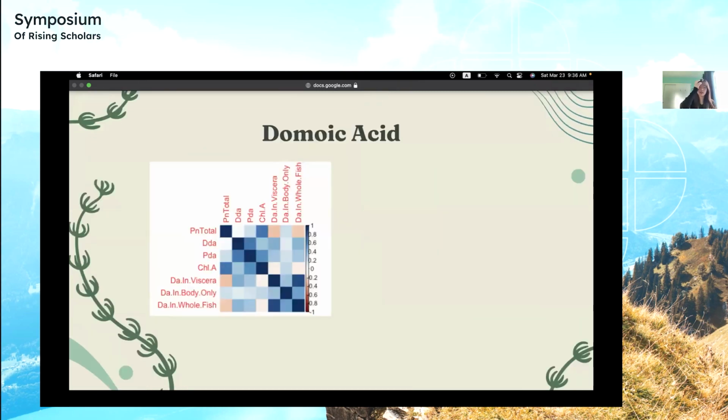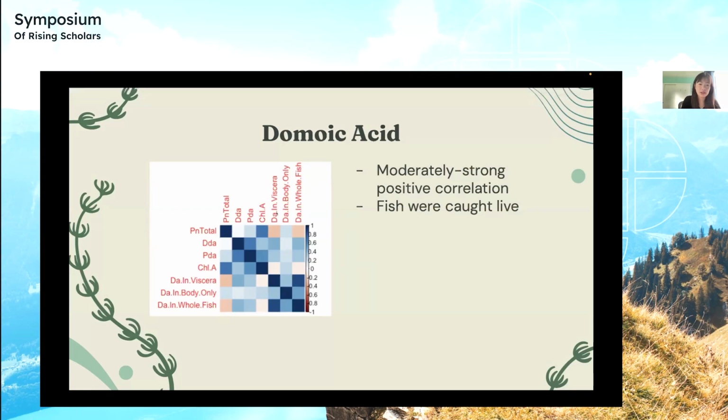So for my findings, I used RStudio and Python to run regressions across all my data, and I ended up with this Spearman rank correlation. As seen from the data, there's a moderately strong positive correlation between the dissolved and particulate domoic acid in the water and also the domoic acid found in various parts of the fish. I believe you can see that right about here and here.